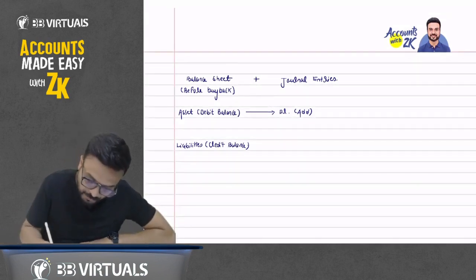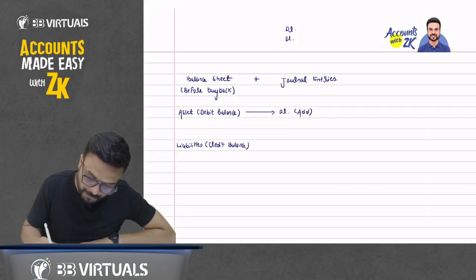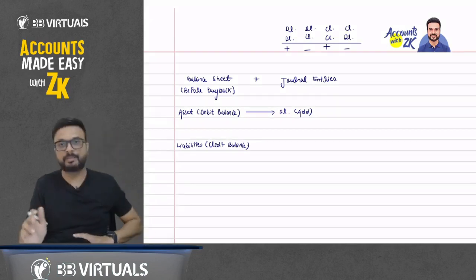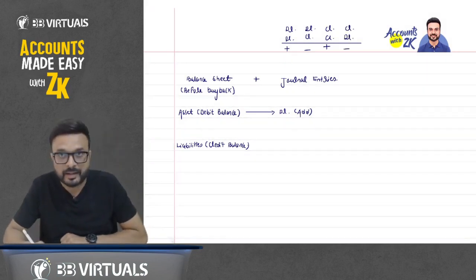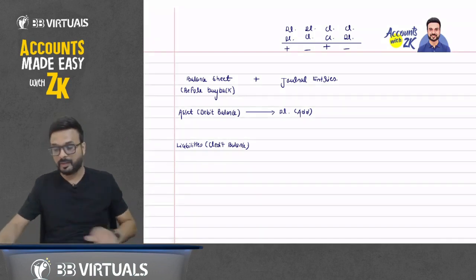Remember one thing. When you see debit, add. Then debit, credit, less. Credit add. And credit, debit, less. Simple math. Debit add. Debit credit less. Credit add. Credit debit less.